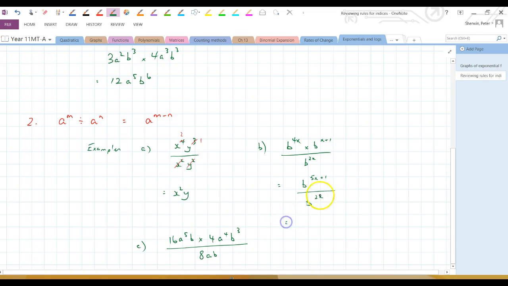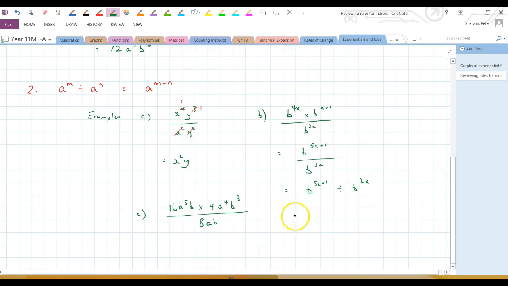So what this is, I could put this into a division sort of format. This is the same thing, isn't it? And then I just do a subtraction of powers. So I end up with b to the power of 5x plus 1 minus 2x. The b holds. 5x plus 1 minus 2x is 3x plus 1, and so that's my result there.